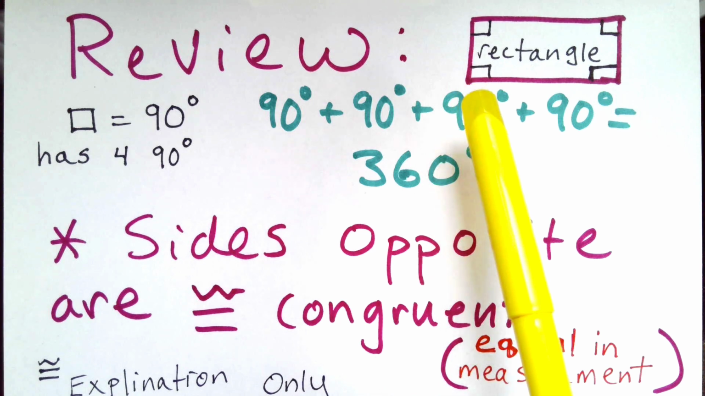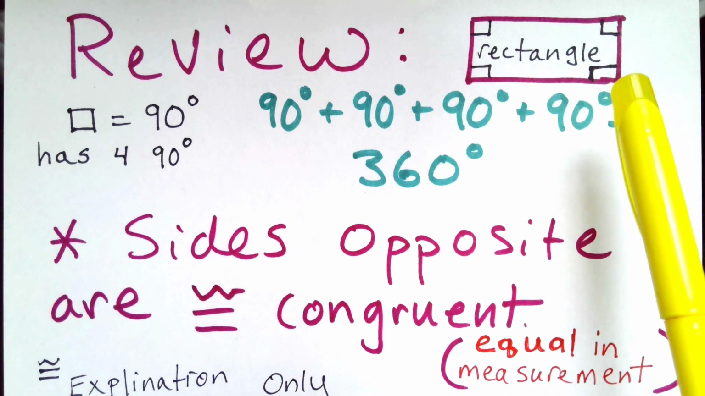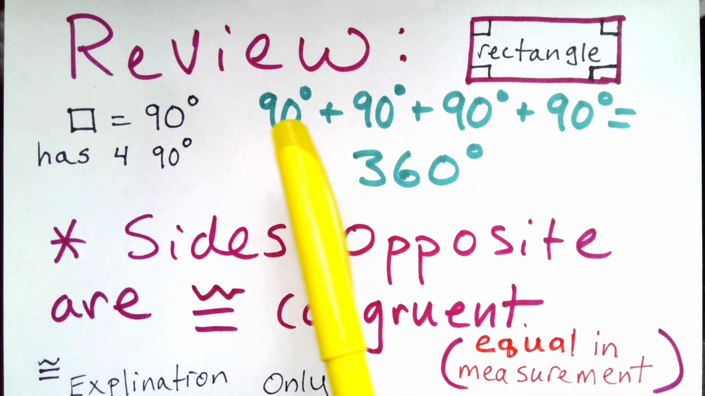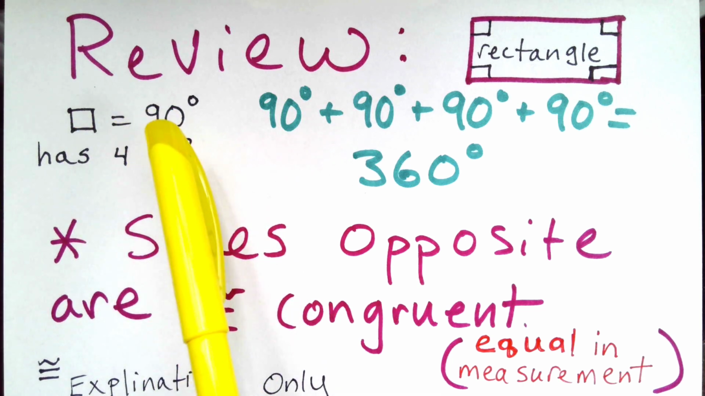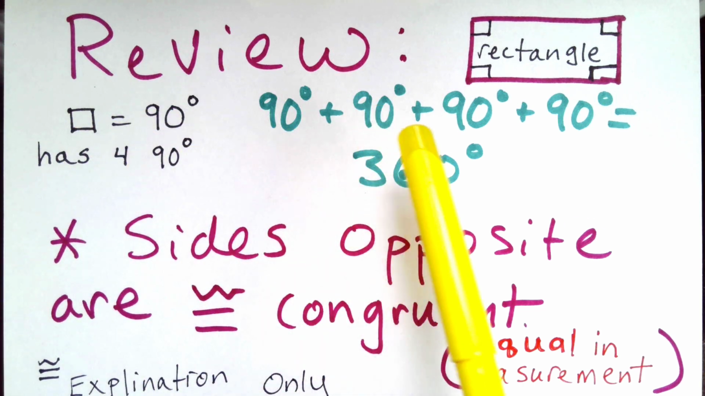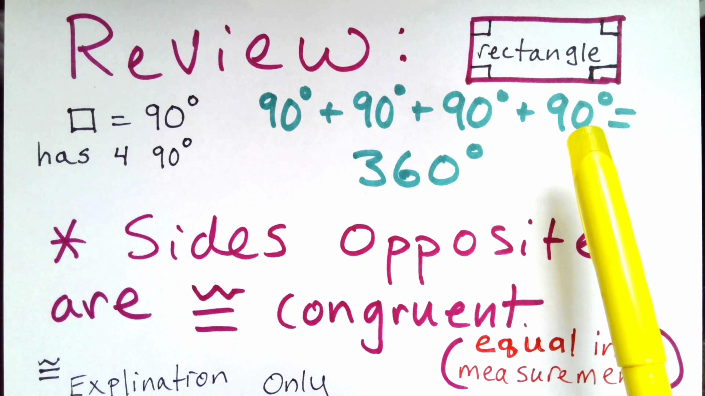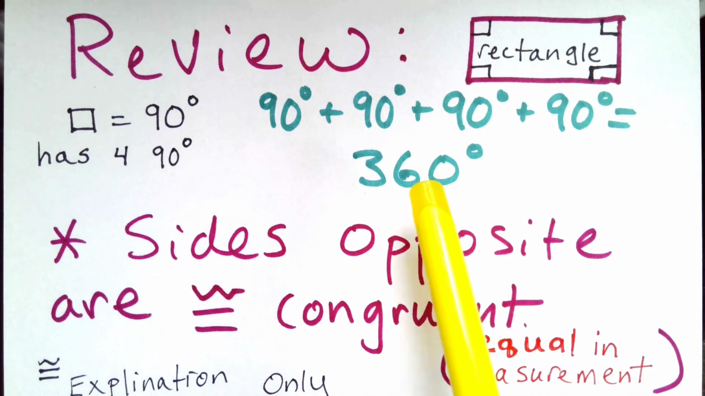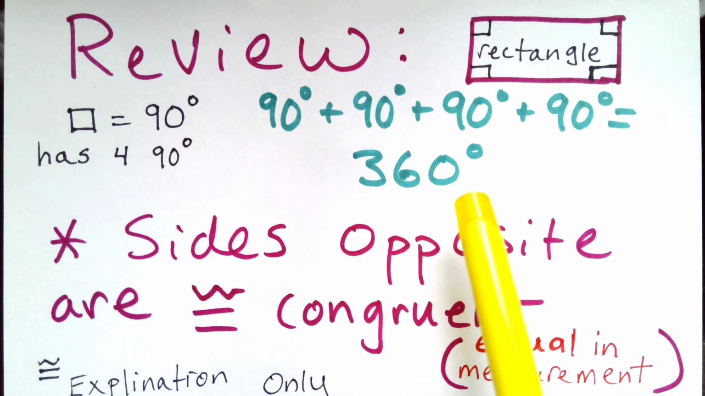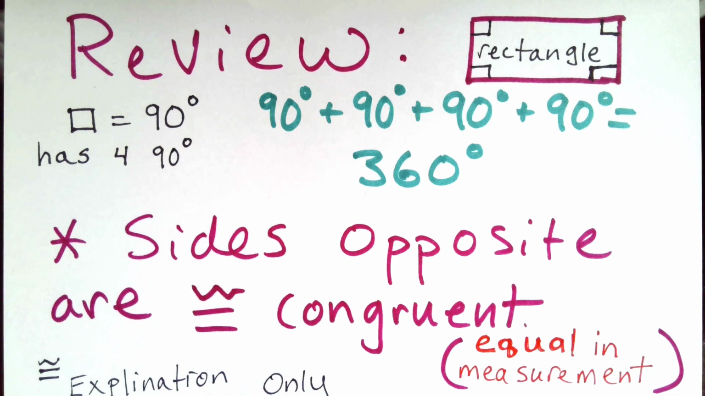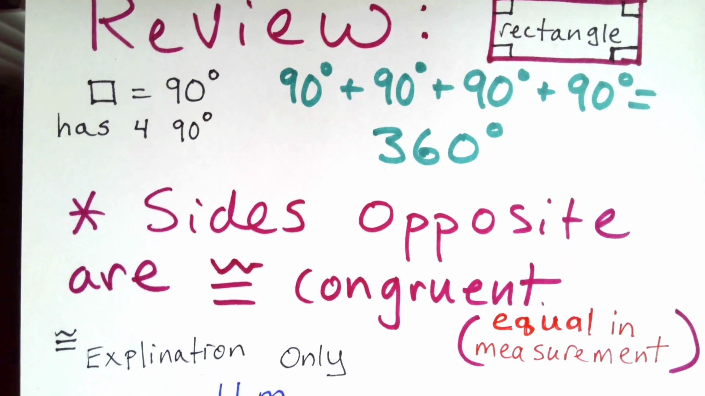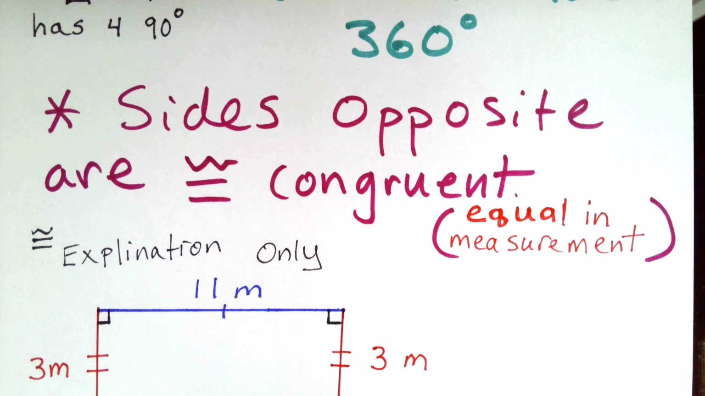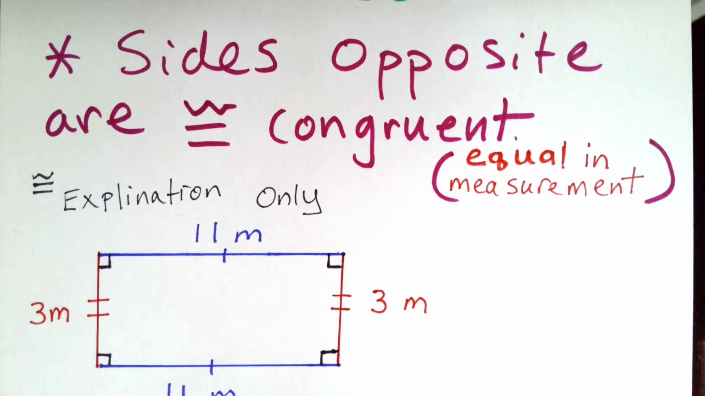A rectangle has 4 right angles, and each of these right angles represents 90 degrees. 90 plus 90 plus 90 plus 90, or 90 times 4, is 360 degrees. That's something you really don't need to answer this particular question, but it's key in reviewing this particular shape.